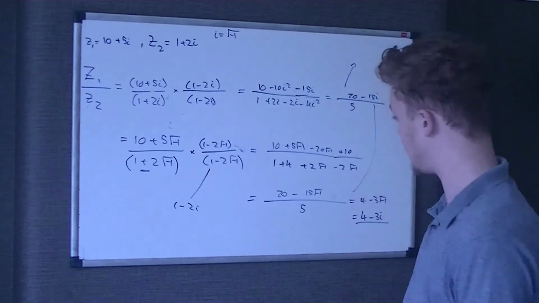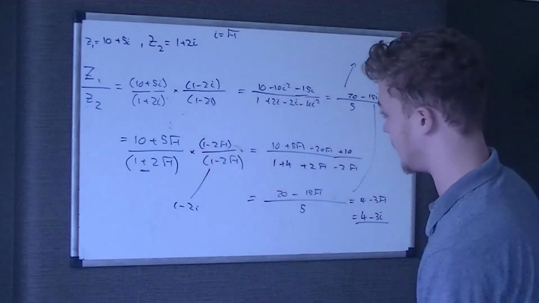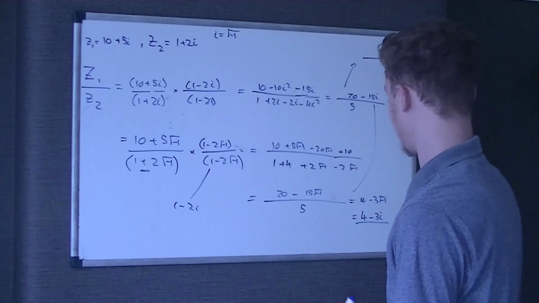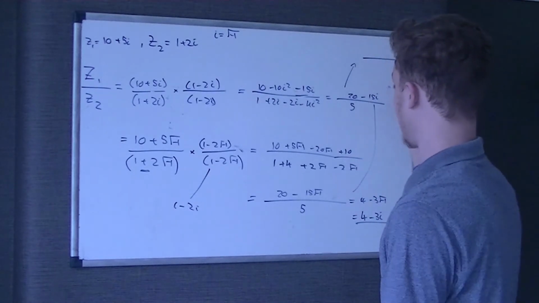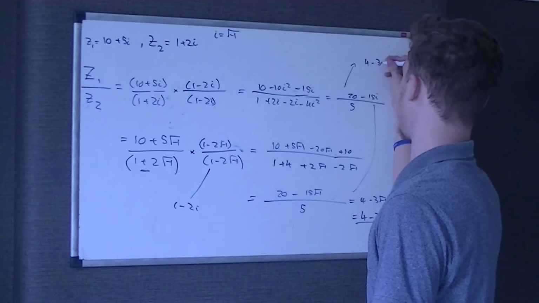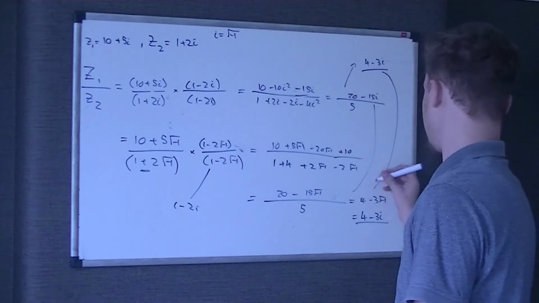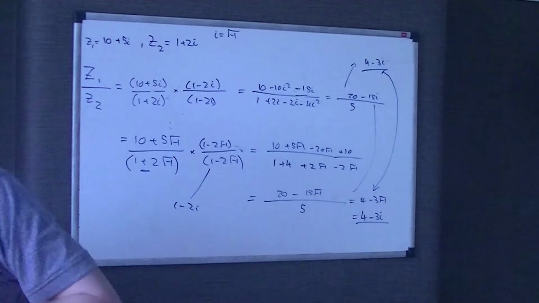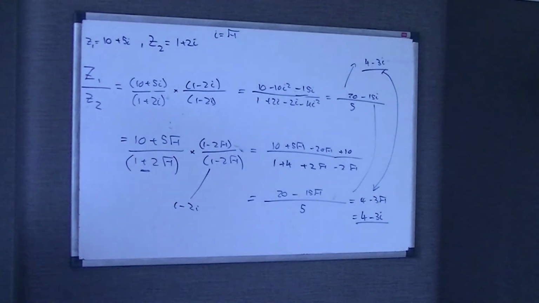Okay, so if we simplify this down, look, it's exactly the same. This is exactly the same as that, but we've just kept the i's in there instead. So therefore this gives us 20 take 15i over 5, so it's going to be 4 take 3i, which is exactly the same as what we had down there. So that's proof why we do this.